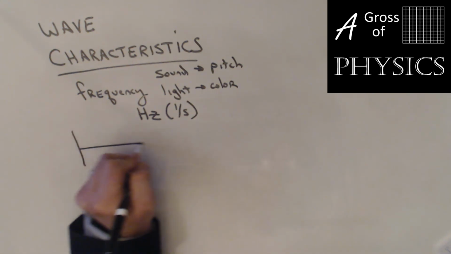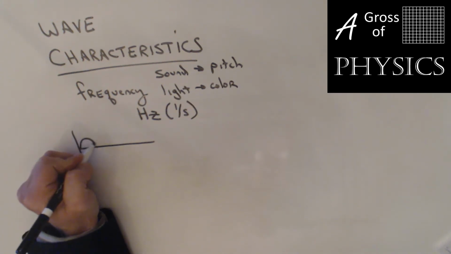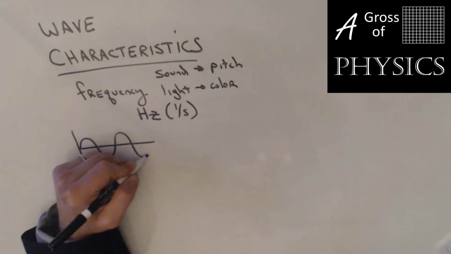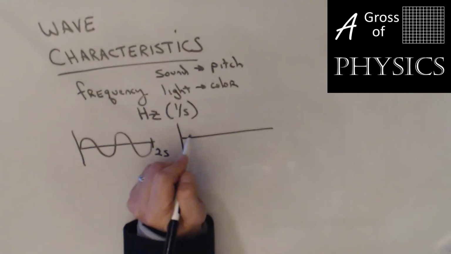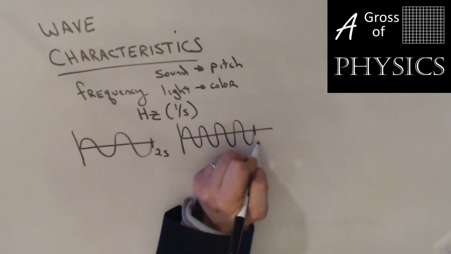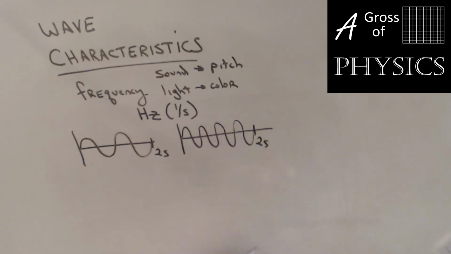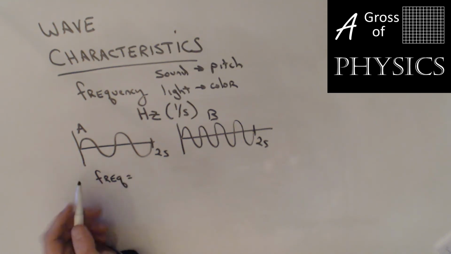So if we had a graph that looked like this, we may have a couple of waves in a pattern, maybe something like that, and this is 2 seconds, let's say. Well, maybe we'll have the same situation, and it does that in 2 seconds. Well, obviously, if we're dealing with wave A and B, wave B is vibrating more often than wave A. But here's how you would find the frequency. The frequency is cycles over second.